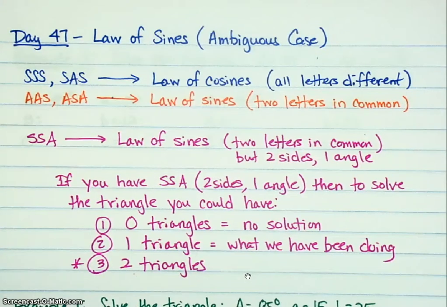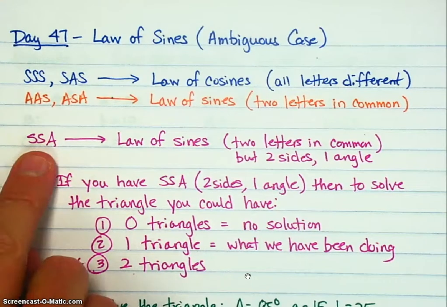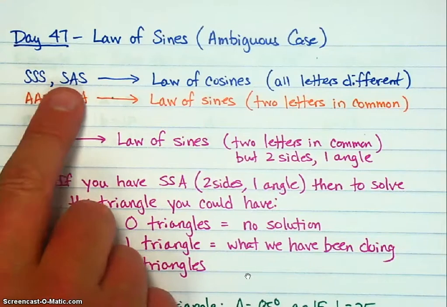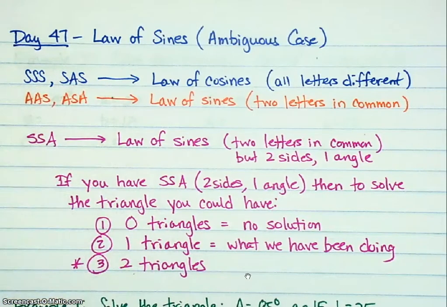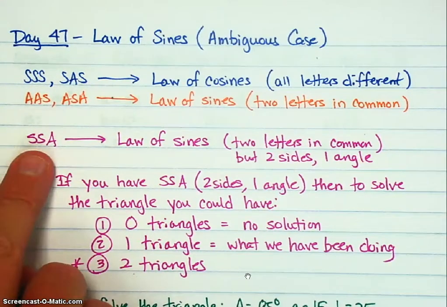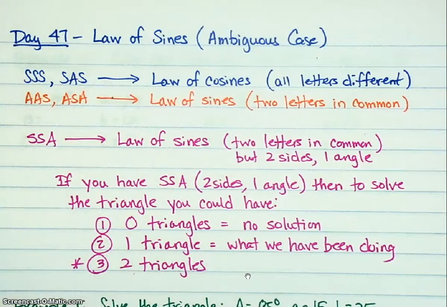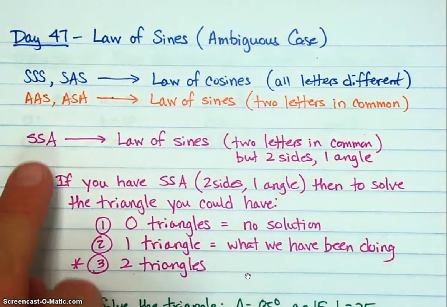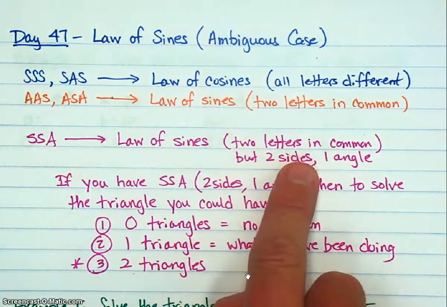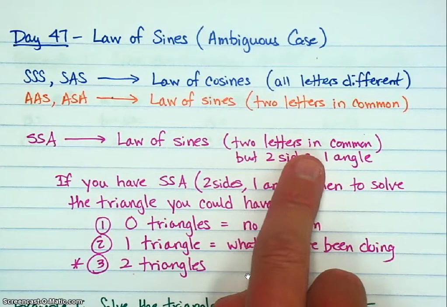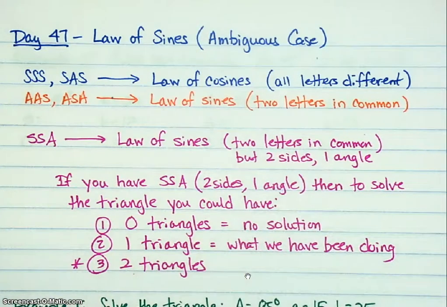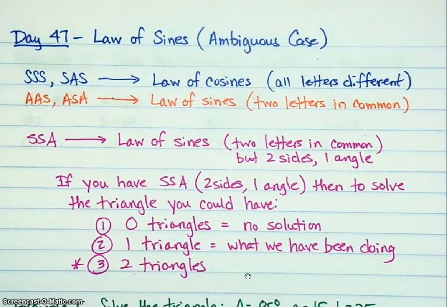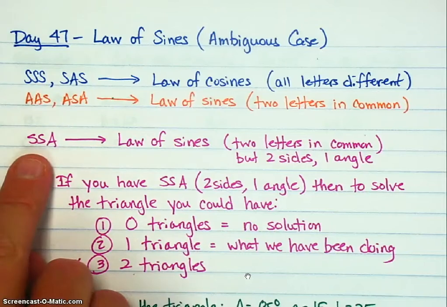All right, but we're going to look at a new case today, which is called side-side angle. Now typically when you have two sides and an angle, that would fall under the law of cosines case. But with this type of problem, in this particular case, it actually falls under a law of sines problem. And the reason is that although you have two sides and an angle, you're going to be given two letters that are in common. And remember, if you have two letters that are in common, then it is a law of sines problem. So the only way you can use law of cosines is they all have to be different. But the tricky part is this.